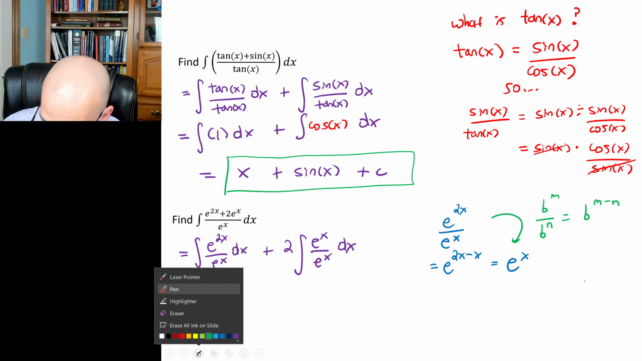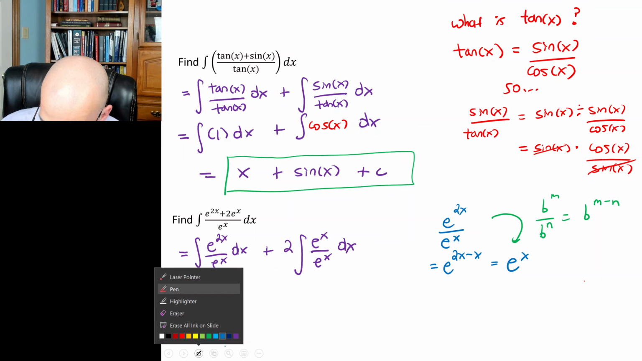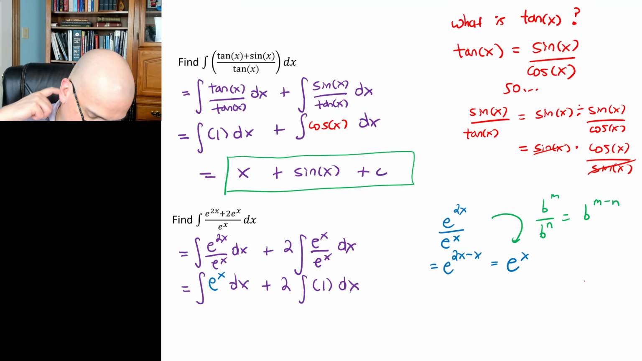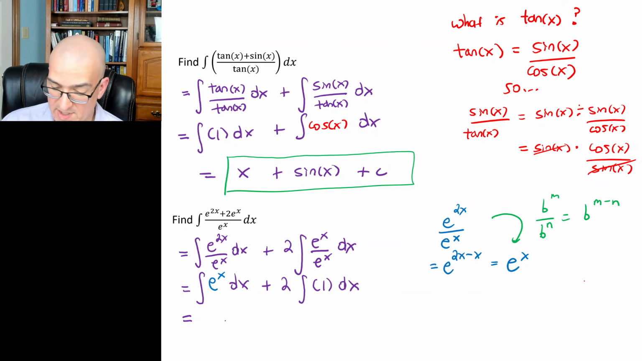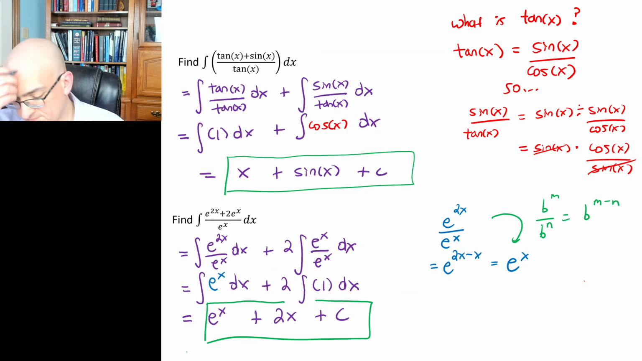So I'm going to simplify that. Integral of e to the x dx plus 2 times the integral of 1 with respect to x. Okay, the antiderivative of e to the x is just e to the x. The antiderivative of 1 is just x, so we have 2 times x there, and we get a big plus c from both pieces, which we can combine into 1 plus c. That's our answer.